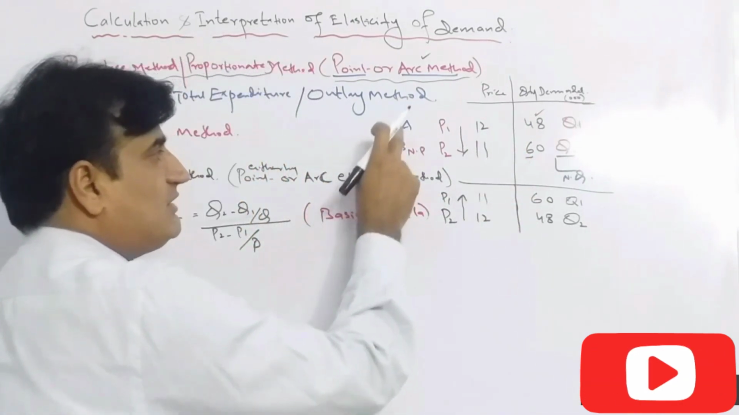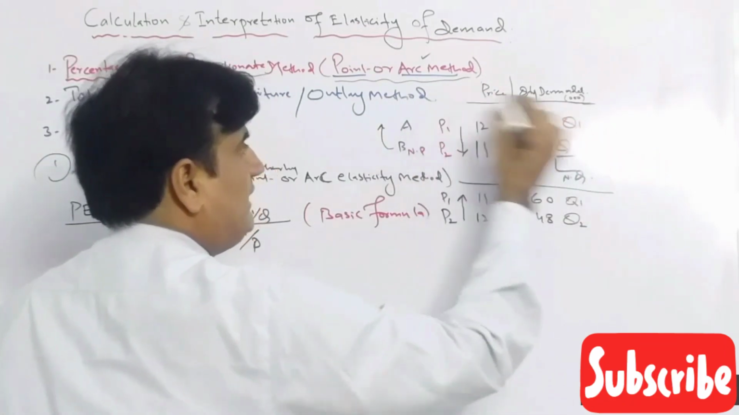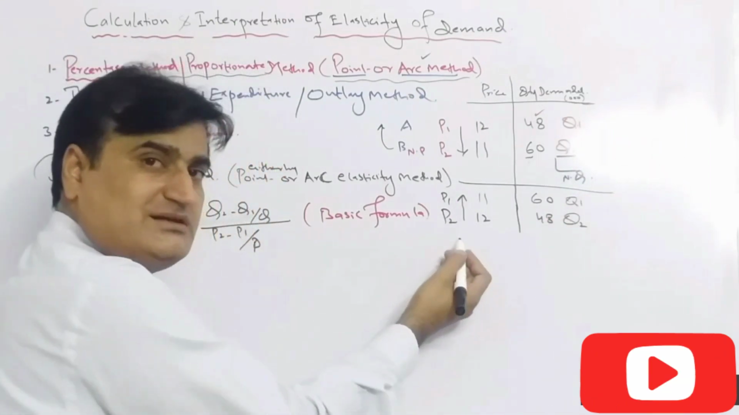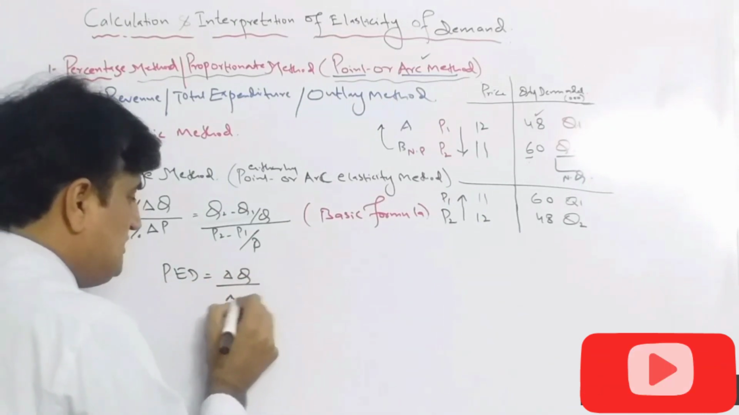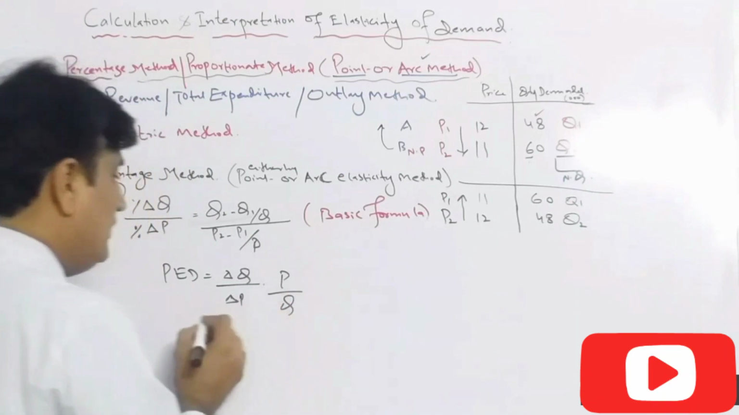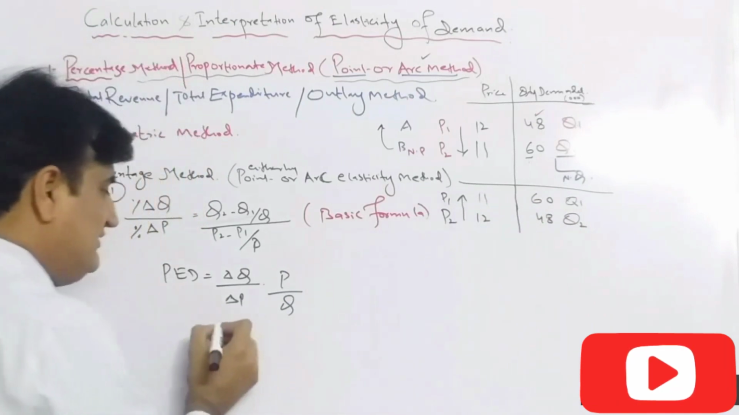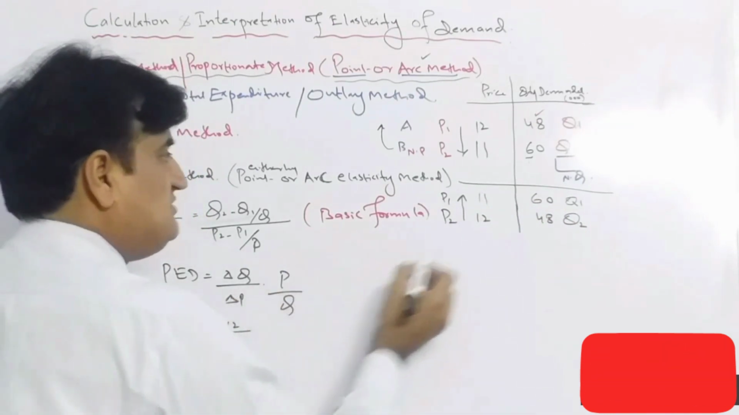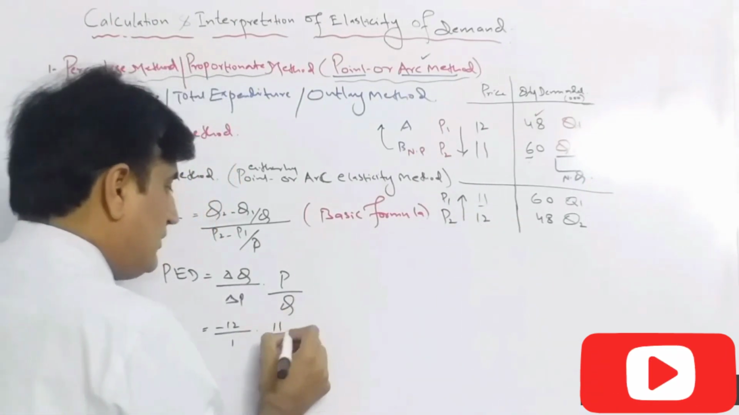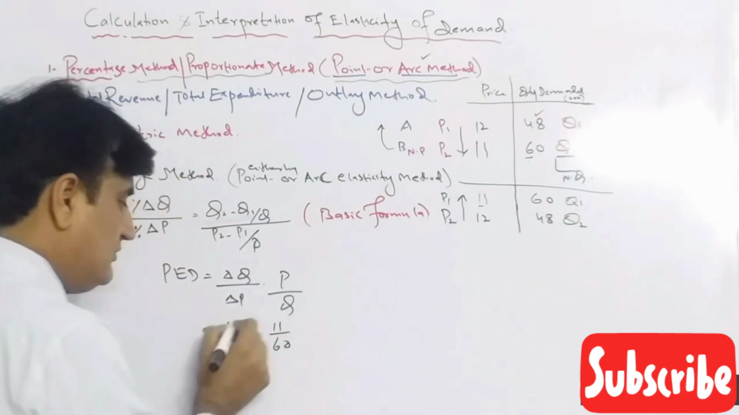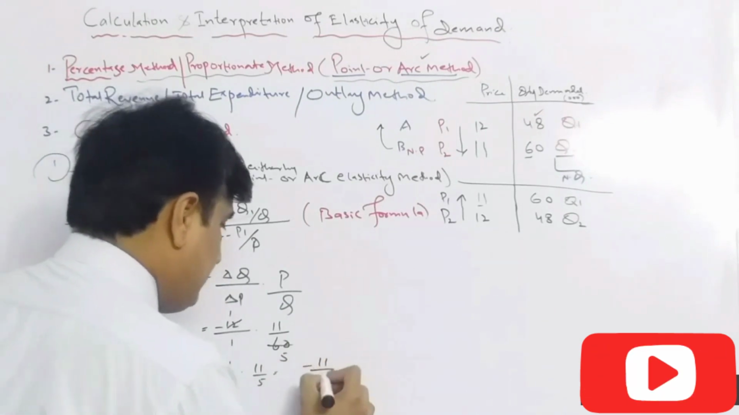Let's see that when we calculated the elasticity from A to B, the price elasticity of demand by using the point method is -3. So what will be the result when we move from B to A? The price elasticity of demand is change in Q over change in P multiplied by P over Q. So the change in Q is 48 minus 60, which means minus 12, upon change in P, 12 minus 11, which is 1. P1 is 11, Q1 is 60. So minus 12 upon 1 multiplied by 11 upon 60.